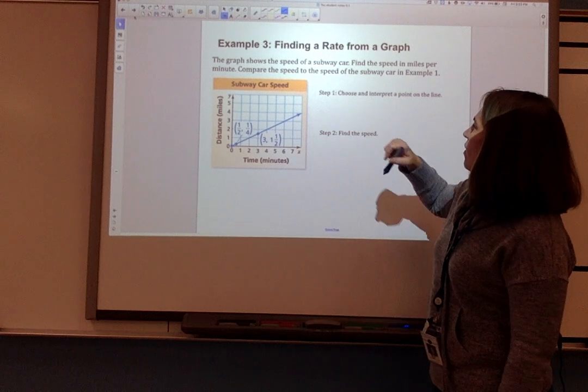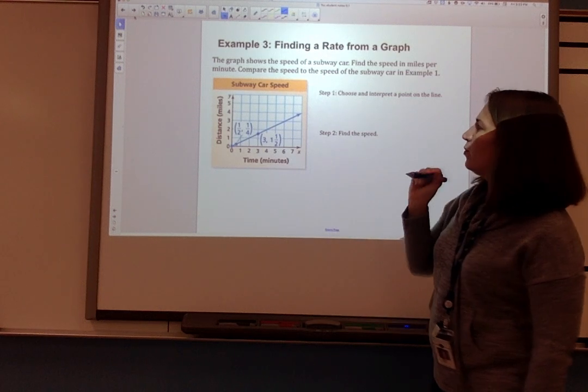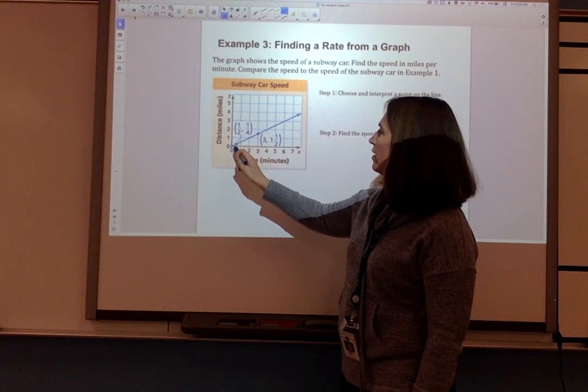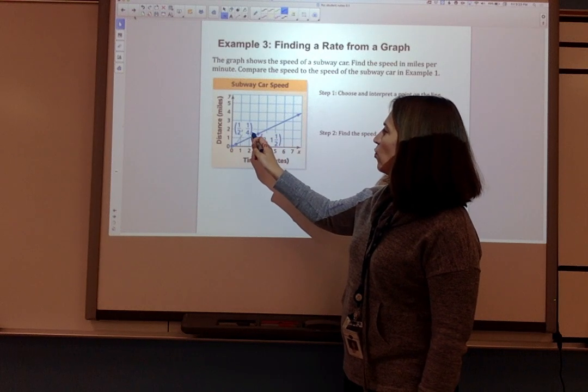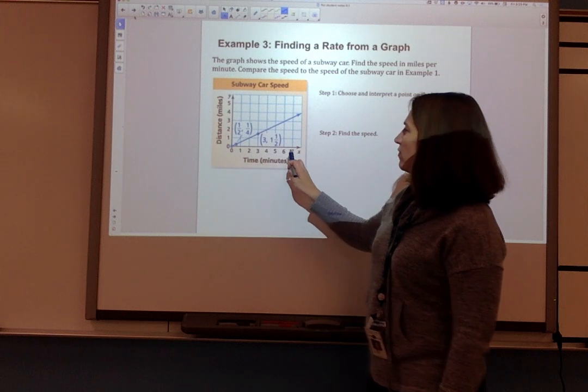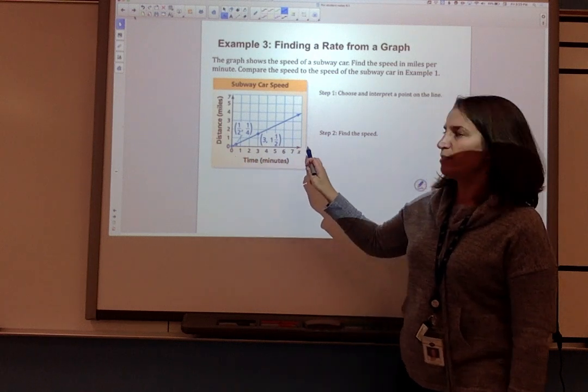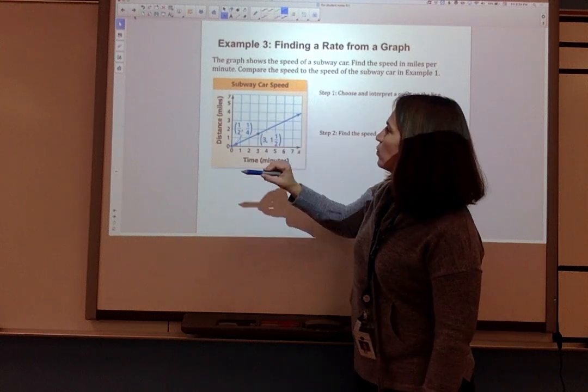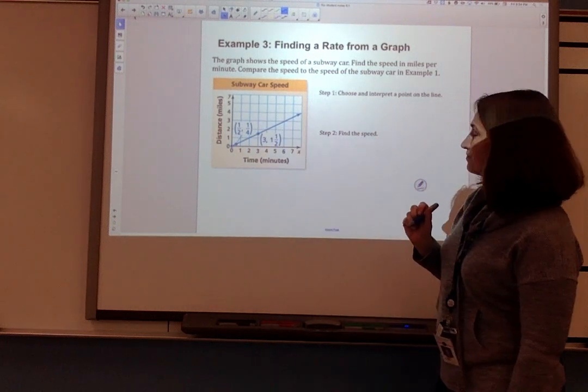But let's look. Step 1, we're going to choose and interpret a point on the line. So we have a couple points marked. Let's take this first one. 1/2, 1/4. That's talking about the x value is 1/2, which is minutes. So in a half of a minute, the subway car goes 1/4 of a mile.